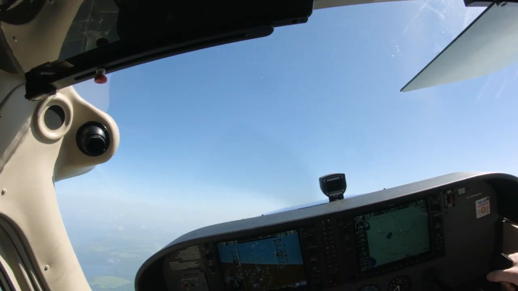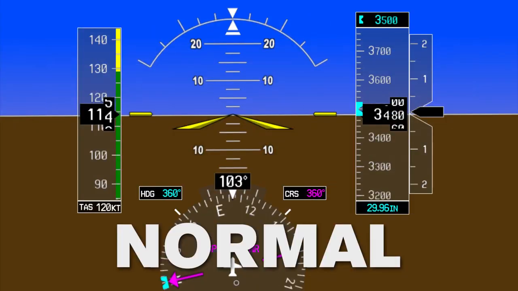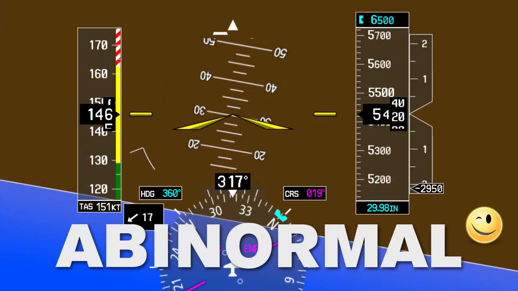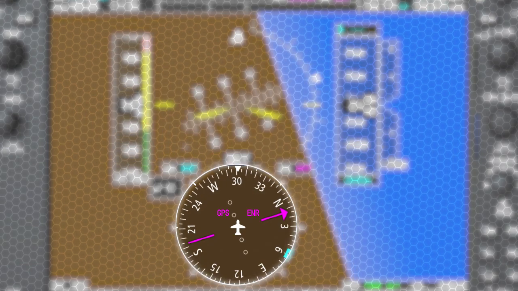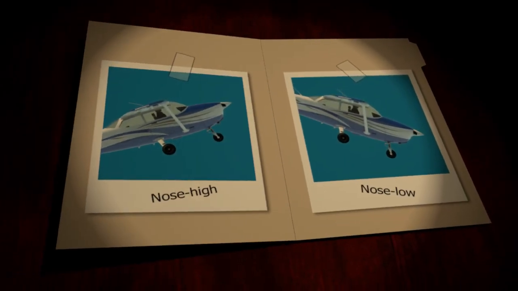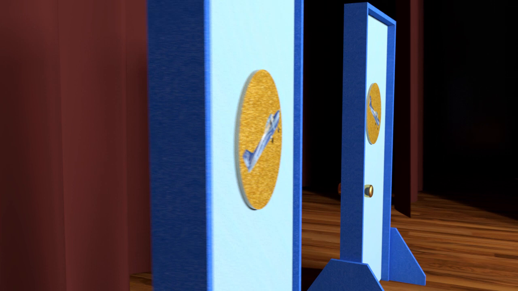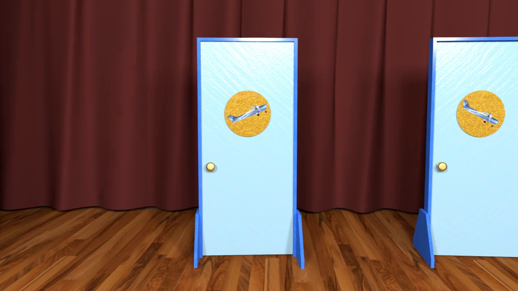The first step in recovering from an unusual attitude is recognizing that one has occurred. As a general rule, anytime an instrument indicates something other than a normal flight condition, assume that you are in an unusual attitude. Increase the speed of your instrument scan so that you can quickly determine what recovery procedure needs to be used. It is important to understand that unusual attitudes are classified in two ways: nose high and nose low. Each one has a very specific set of steps that must be followed to assure a safe recovery, but first, you must be able to identify which one you are in.